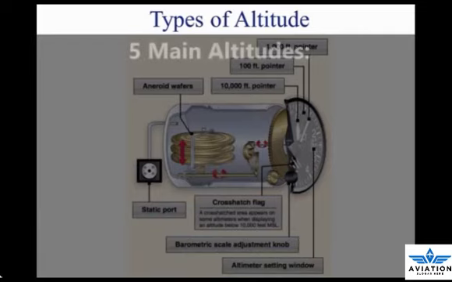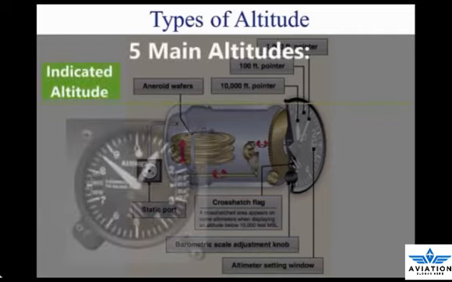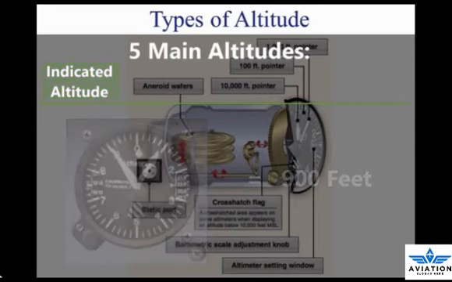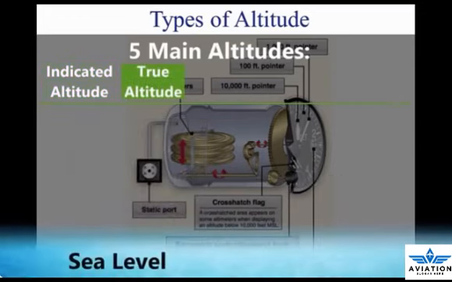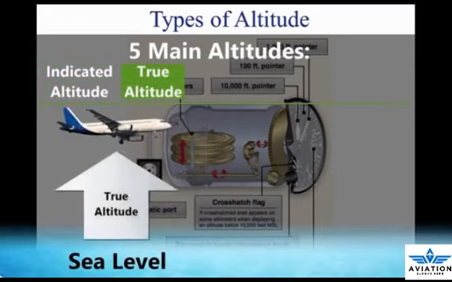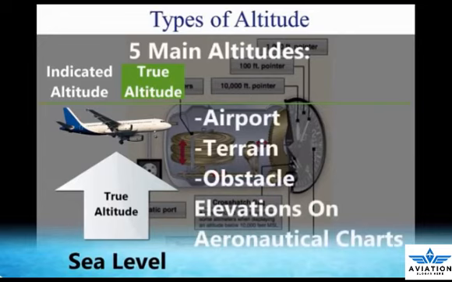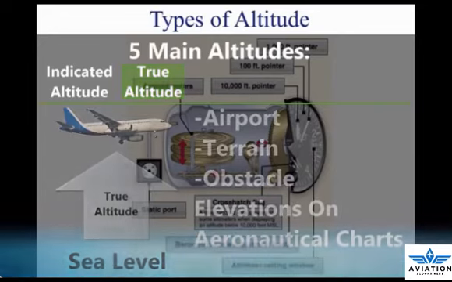Pilots are mainly concerned with 5 types of altitudes. 1. Indicated altitude, read directly from the altimeter, uncorrected, when it is set to the current altimeter setting. 2. True altitude, the vertical distance of the aircraft above sea level, the actual altitude. It is often expressed as feet above mean sea level, MSL. Airport, terrain, and obstacle elevations on aeronautical charts are true altitudes.